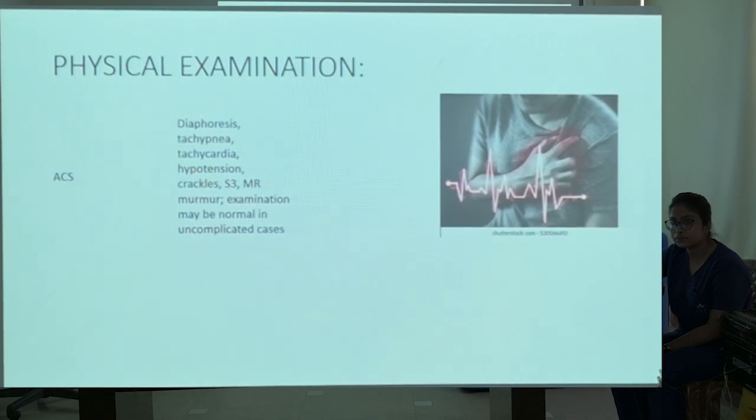Then you have the type 4 MI, which is related to the PCI. PCI can again be A, B, C. Type A is where you have a periprocedural infarct during the intervention itself, or a stent thrombosis related infarct, type B, and type C is a restenosis related infarct, a left main restenosis causing infarct. And type 5 is in the setting of CABG. So this should be clear cut.